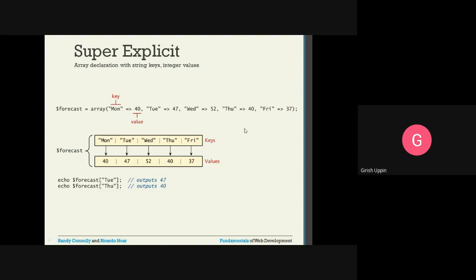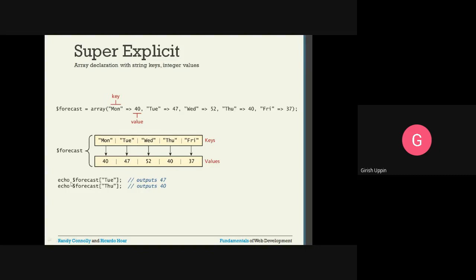Now, in this particular forecast array, all the keys are strings. So we have string keys, and the values are integers. This is how it will be stored. Monday is mapped to 40, Tuesday is mapped to 47, and so on. How do we access? We access using the same key only. There is no change in accessing. Suppose how do we access this 40 value? Sorry, in this example they have given 47. How to access this 47?